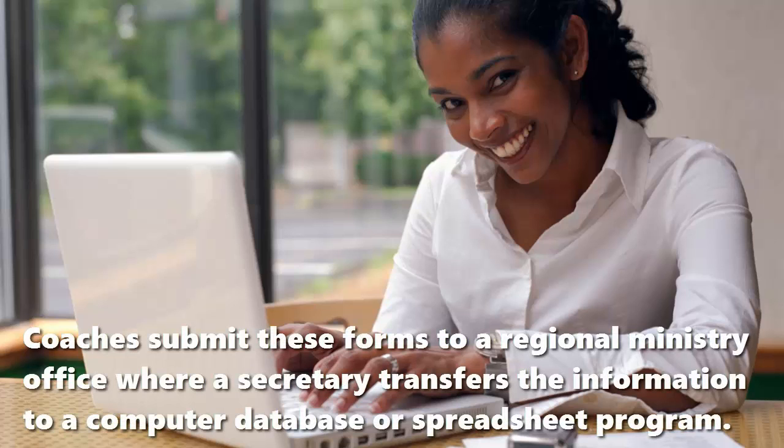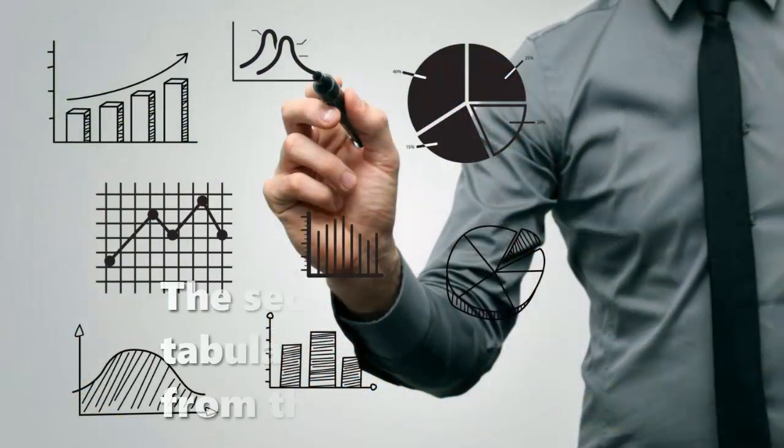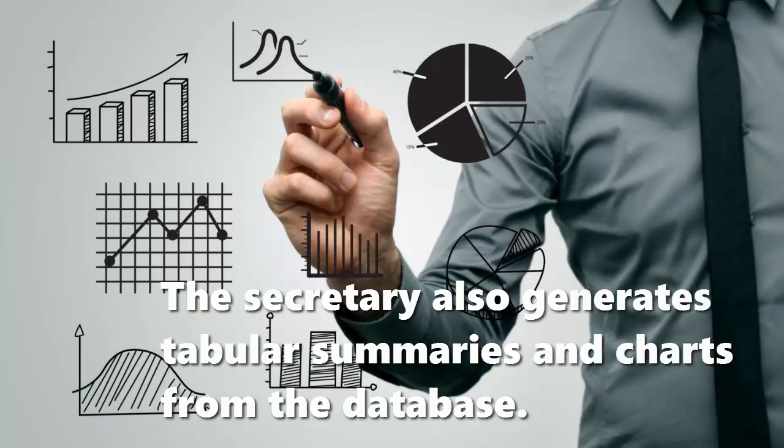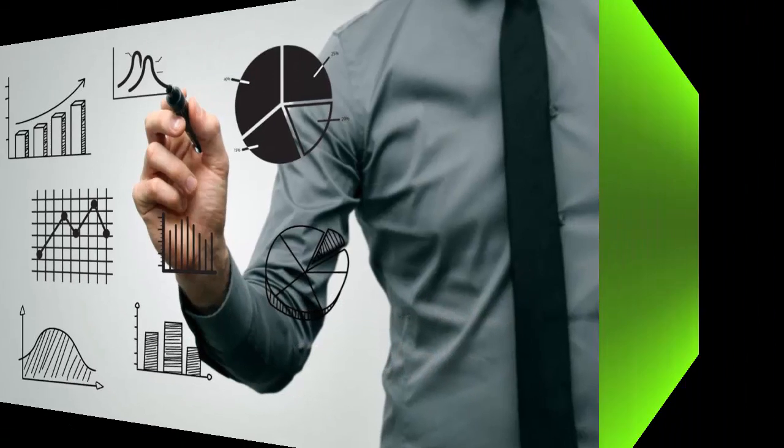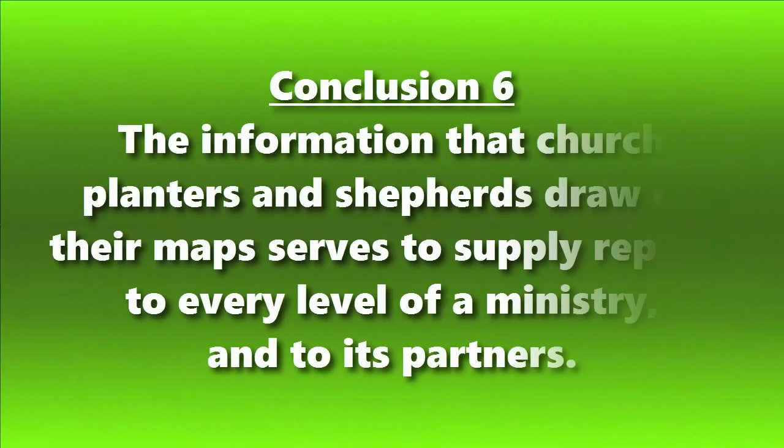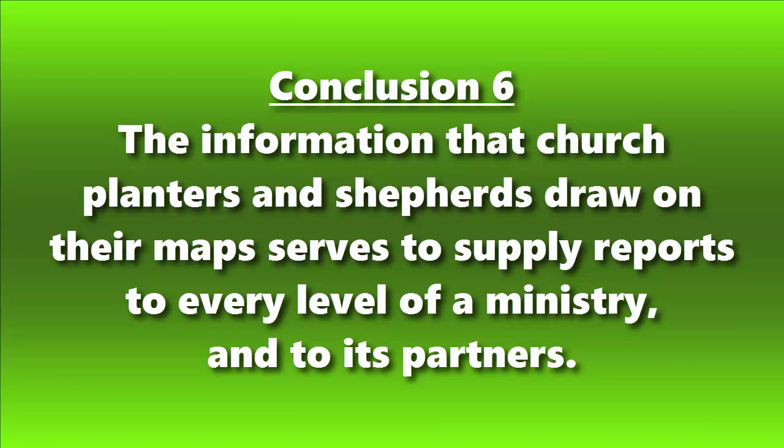Coaches submit these forms to a regional ministry office, where a secretary transfers the information to a computer database or spreadsheet program. The secretary also generates tabular summaries and charts from the database. Conclusion 6. The information that church planters and shepherds draw on their maps serves to supply reports to every level of a ministry and to its partners.